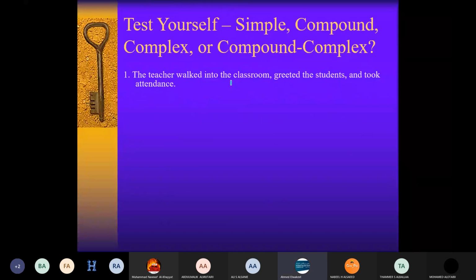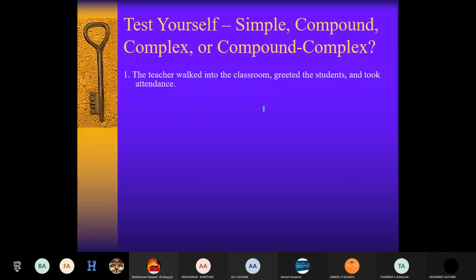So, guess for yourself. The teacher walked into the classroom, greeted the students, and took attendance. What type of sentence is this? Compound complex or the hard one. Nice, Muhammad. Very good. Any other ideas?